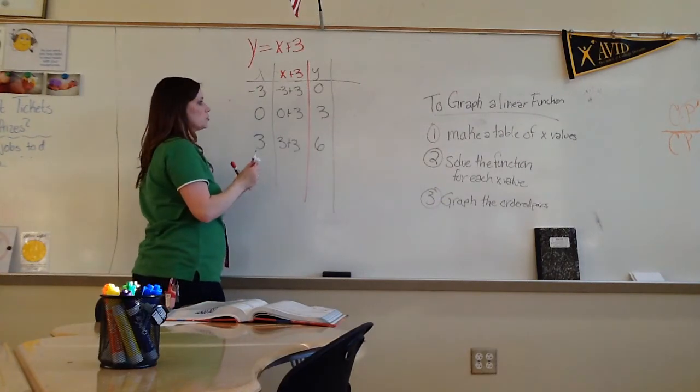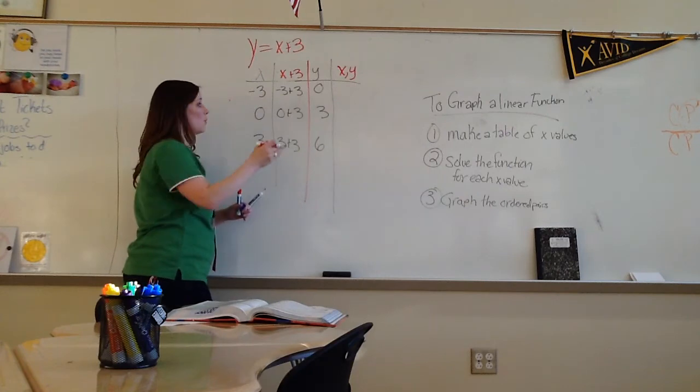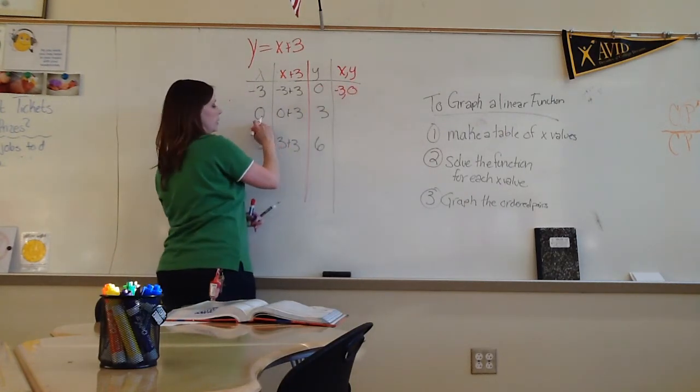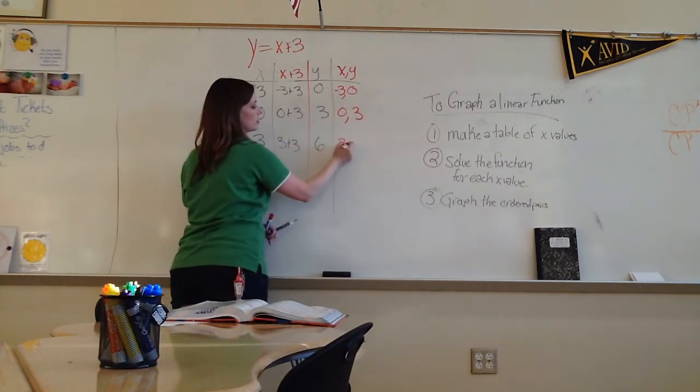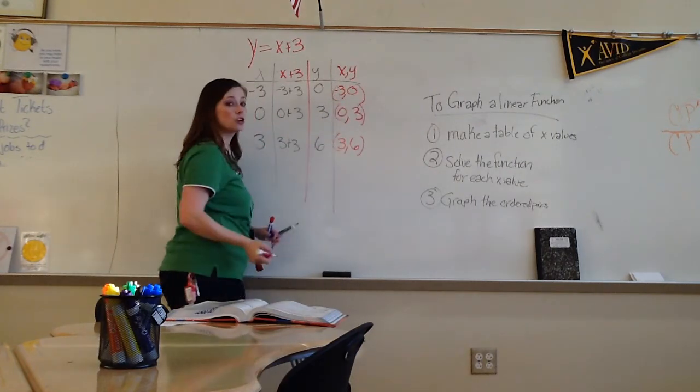Okay? Once you have those, you can put your ordered pairs together by just putting x comma y. My x was -3. My y is 0. My x was 0. My y is 3. My x was 3. My y is 6. And those are your points. And then you can graph.